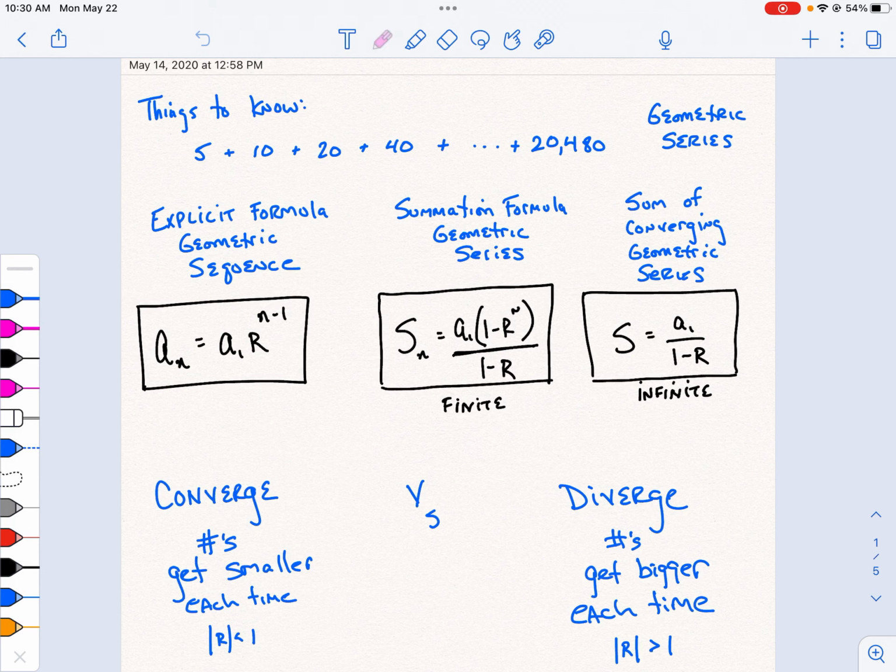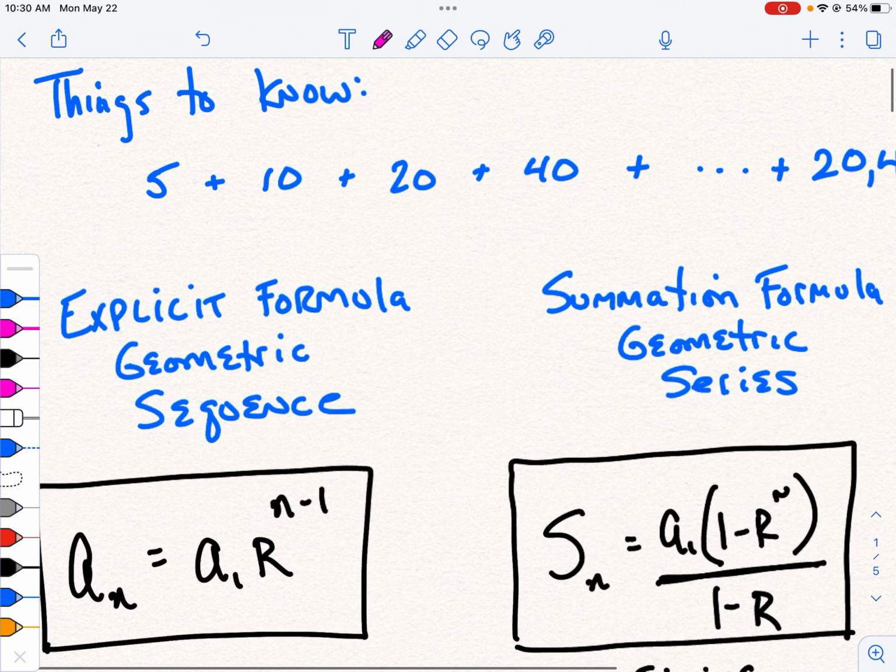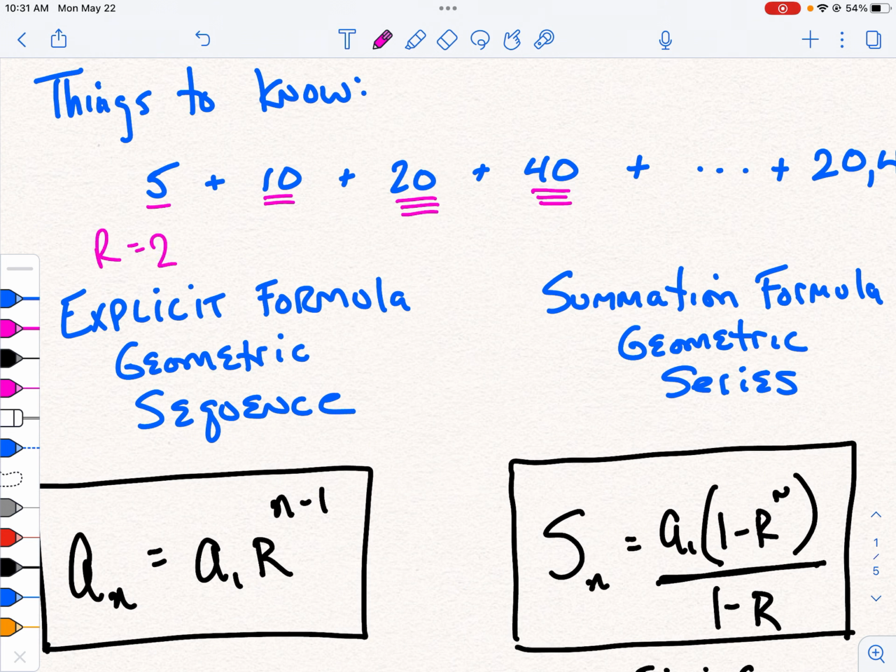All right, here we go. So quick version of this. A geometric series is just a series of numbers that has the same rate. We talked about that making it geometric. So 10 divided by 5 is 2, 20 divided by 10 is 2, 40 divided by 20 is 2. So we have a common ratio. So in this case, the common ratio is 2.